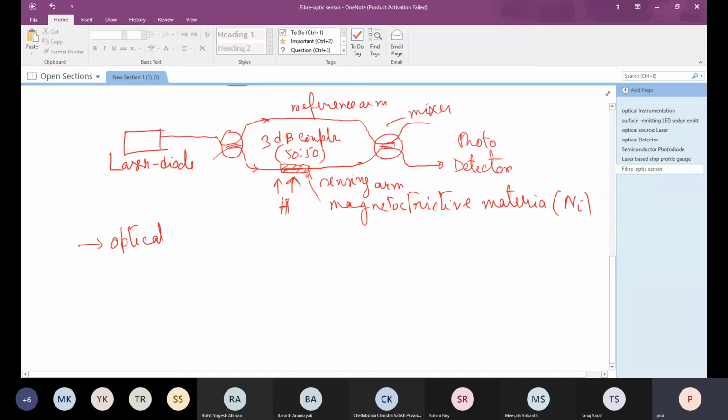One is the change of length due to expansion, or contraction, whichever way this jacketing is done. So mainly it will squeeze, so there will be expansion. So change of length will occur and also change in refractive index. So these two will give rise to the change in the path length in the sensing arm.